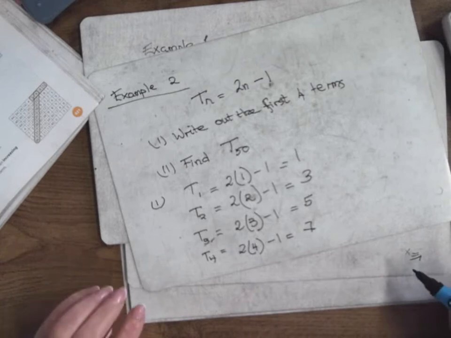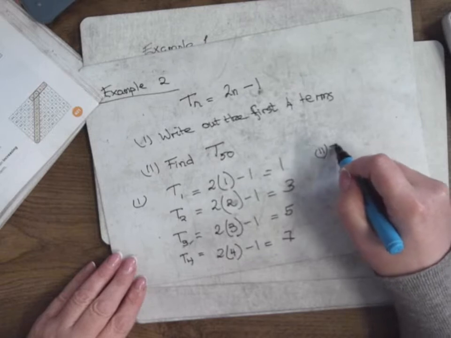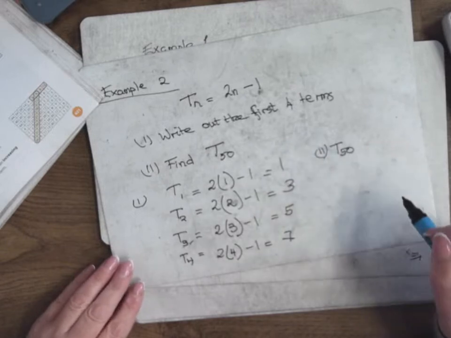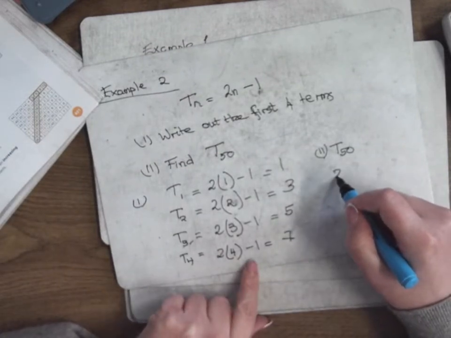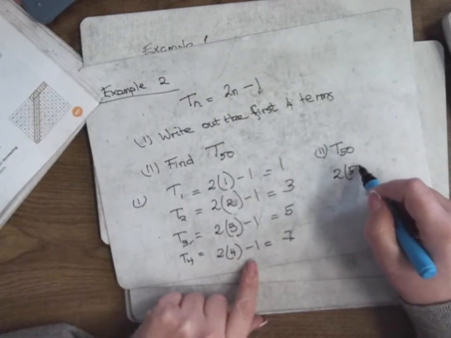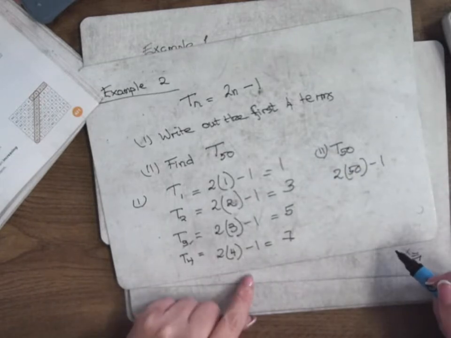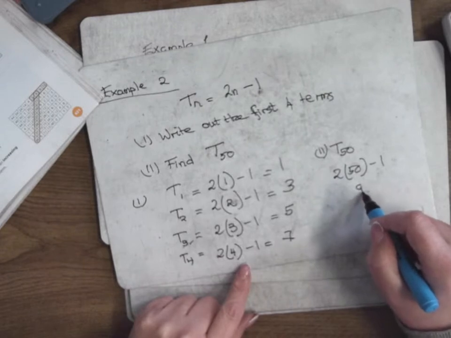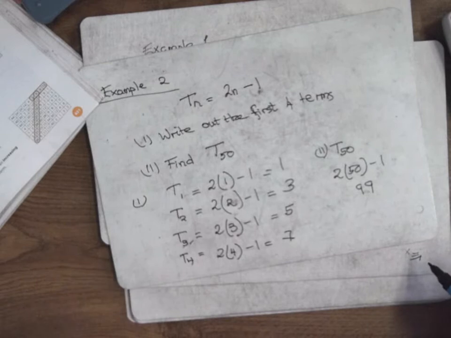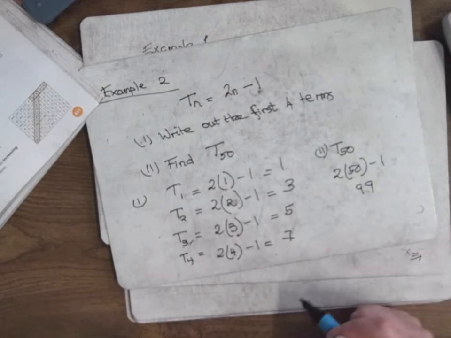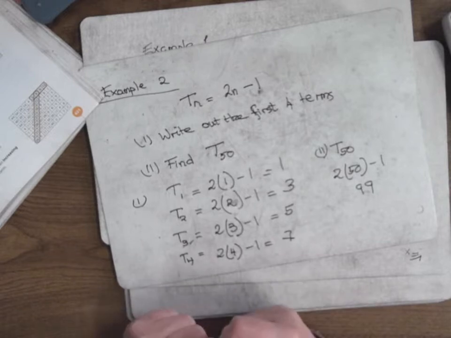Okay, are we good? And then part 2, they want me to jump up to term number 50. So for term number 50, everywhere I see an n, put in a 50. So it's 2 times 50, take away 1, which will be 99. So if you were to keep going in that sequence, the 50th number you write down would be 99. Is that okay? Are we good?